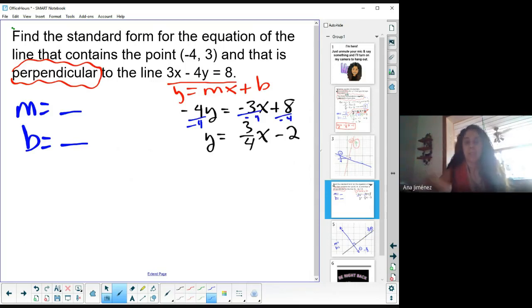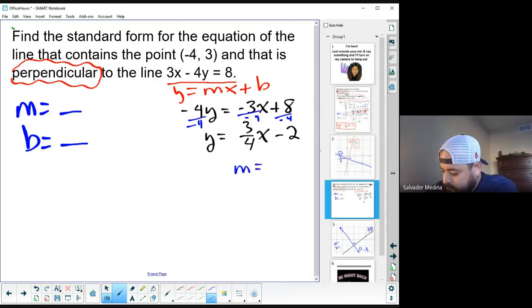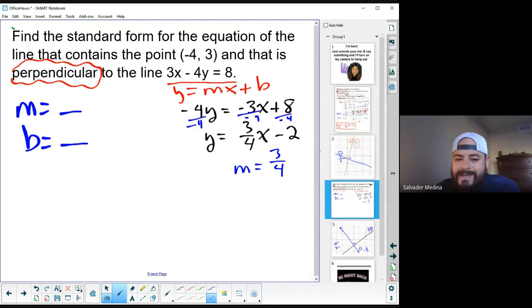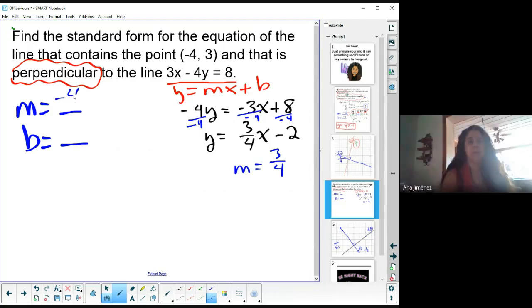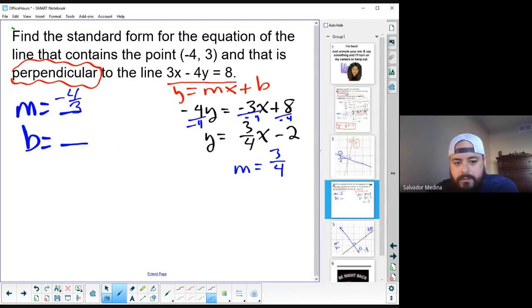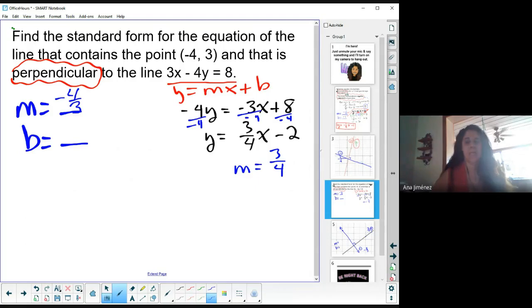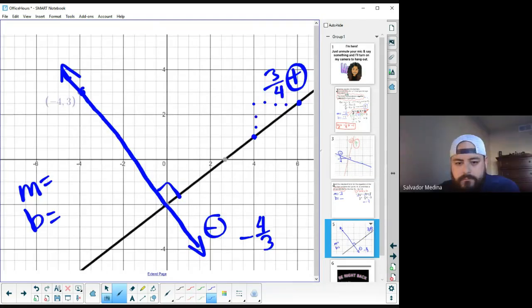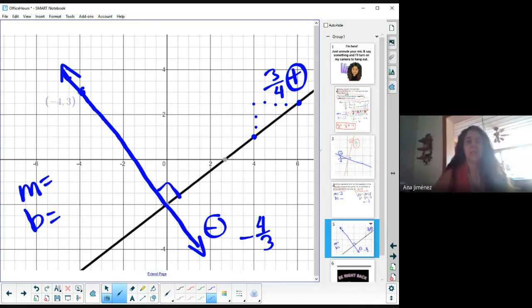So the slope of this line is 3/4. And then remember, our slope is going to be opposite in sign and the flip of that. And so it's going to be what? So it's going to be -4/3. Perfect. Okay, fantastic. And the picture really does verify that. So that's good. That looks right.